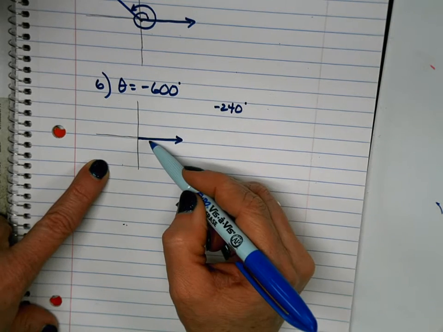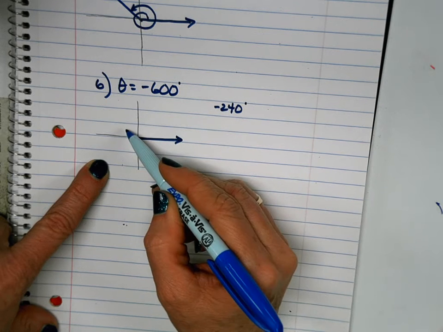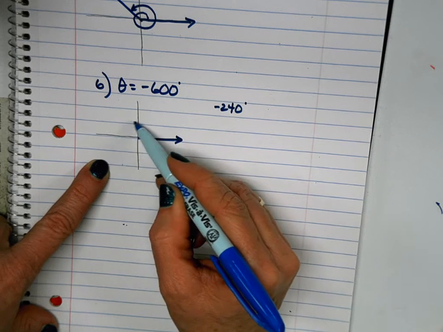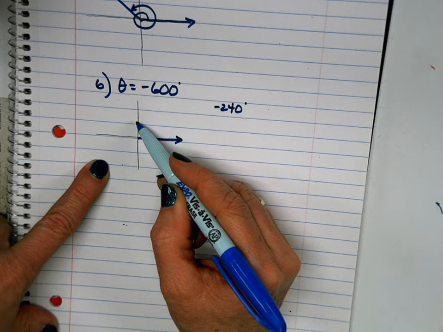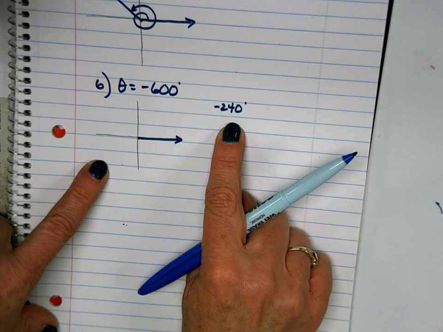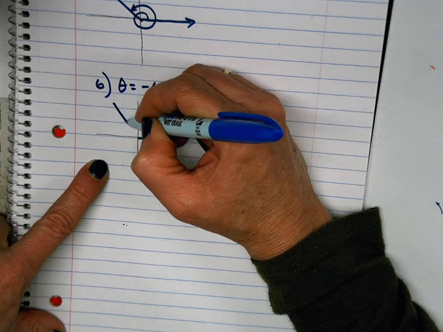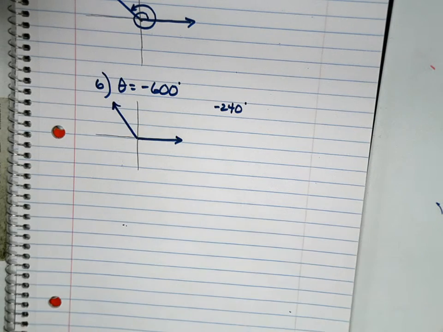And actually, it's in quadrant 2. Yeah, quadrant 2. Okay, think about it. This is negative 180. All the way to here was negative what? 270. So what's 240 closer to? 270. A little bit closer to 270. Not real close to 270, but a little bit closer.